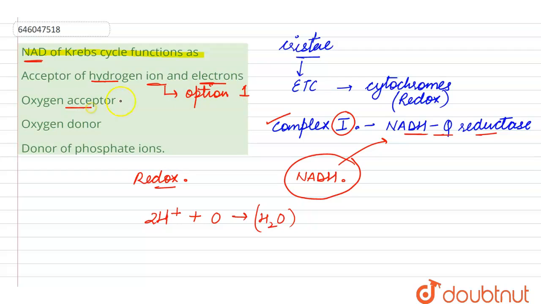Option 2 says it is an oxygen acceptor. No, the terminal acceptor of oxygen is just one, that is the protons, right? And it is an oxygen donor, that is also wrong, and donor of phosphate ions, this is also wrong, because phosphate ions will be donated by the ATP molecule because it has 3 high energy phosphate bonds. So here the only right answer for this question becomes option number 1, that is acceptor of hydrogen ions as well as electrons. So this is all about this query.